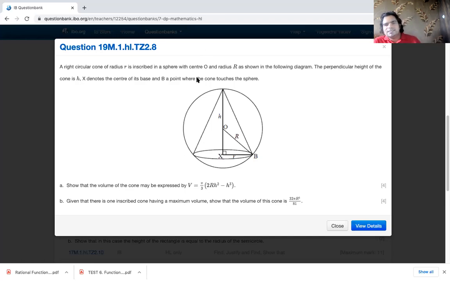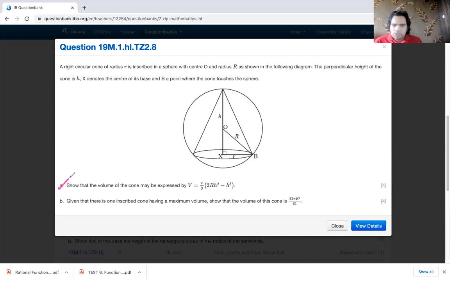Now here the misleading factor is this particular height. Sometimes we think that the height given is only this much, but if you read the question, the height of the cone is h. It means that the height is from here until here. So that's the first information that we're going to use.